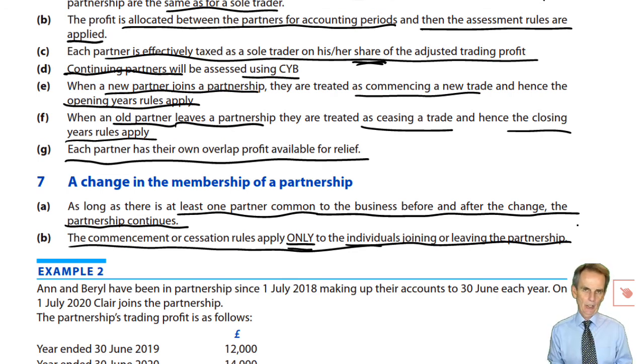Get your tax adjusted trading profit for each partner for the full accounting period. Any continuing partners, just use your normal CYB that we've already seen. But for your new partner, start dealing with them from their start date. What is that first tax year of trading for that partner? Use your opening year bases of assessment. The partner who's left during the accounting period, what date did they leave on? What tax year does that fall in? That is their final tax year. Work from there to establish the bases of assessment in the closing years for that exiting partner.